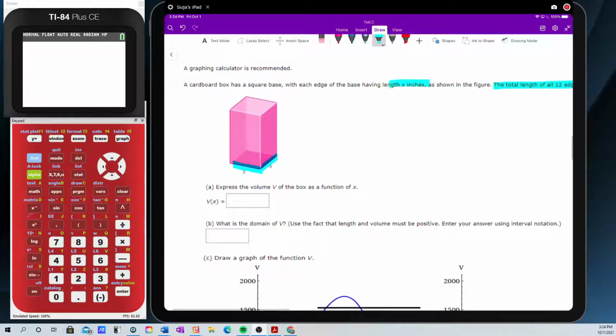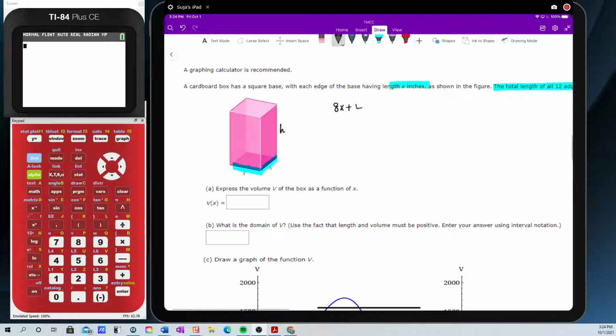So I'm going to let h be the height of the box. Since there are 12 edges, I have this edge 1, 2, 3, 4 and then 4 on top, so 4 plus 4, 8x, plus I have 1, 2, 3, 4, like 4 sides, right? 4 times h. The total is given to me as 144 inches.